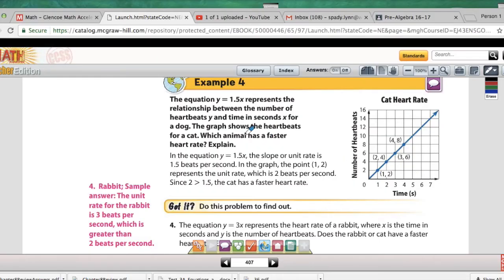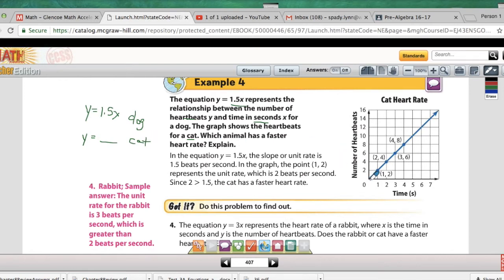The equation y equals 1.5x represents the relationship between the number of heartbeats and the time in seconds. The graph shows the heartbeats for a cat. Which animal has a faster heart rate? Okay, so we have y equals 1.5x for the dog, and then we have y equals something for a cat.